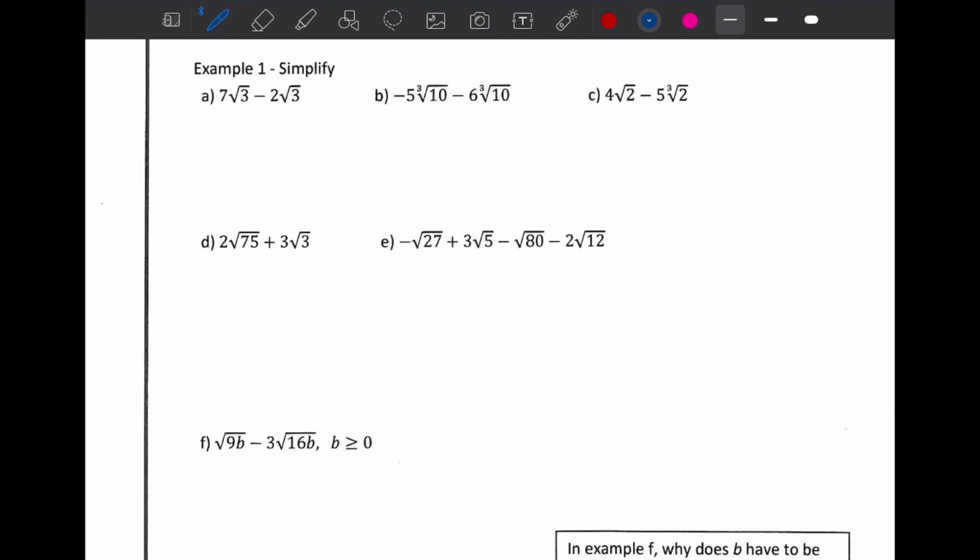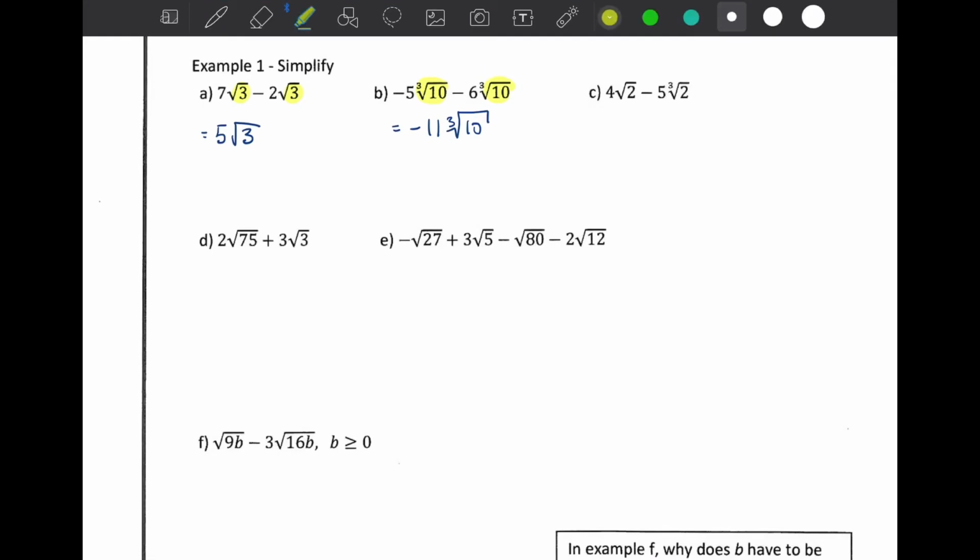Simplify. We have these two terms, and I know these are like radicals, so I can just subtract the coefficients. The answer is 5 root 3. Same idea for the next one. We have the radical portion, cube root of 10, in each term. So I can just add or subtract the coefficients. So negative 5 minus 6 is negative 11 cube root of 10.